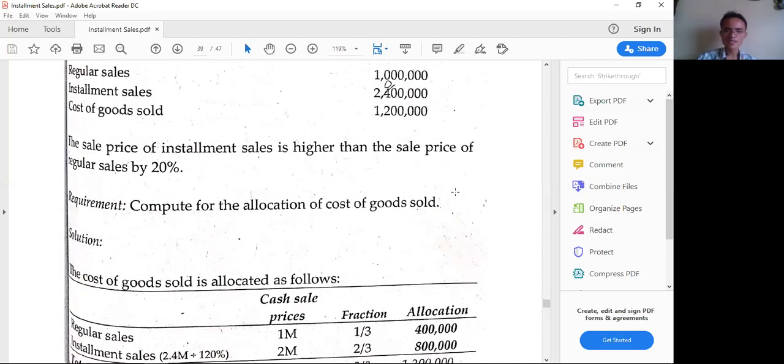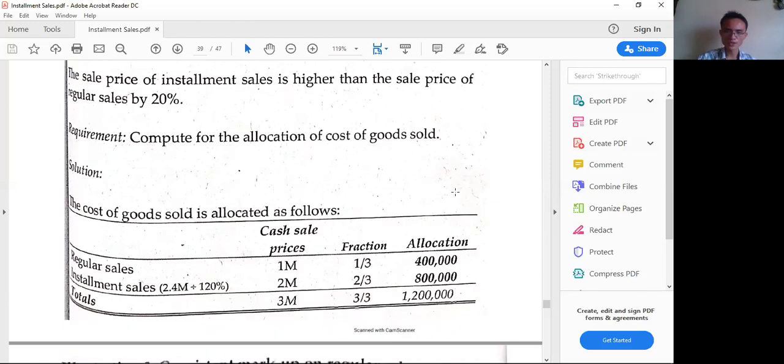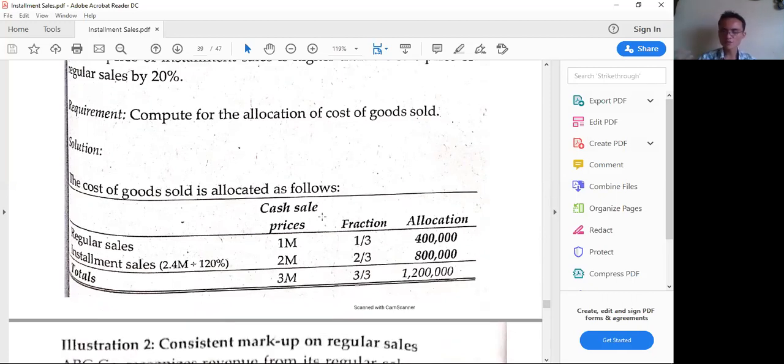If ever it's already stated in the problem that the amounts are already at their cash price equivalents, or they're already adjusted, or the problem is silent, normally we're just going to make use of the amounts, whatever given amounts, and develop fractions again and allocate the total cost of goods sold based on those fractions. Okay, hopefully that is clear.